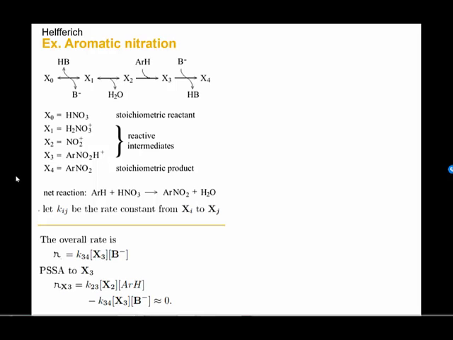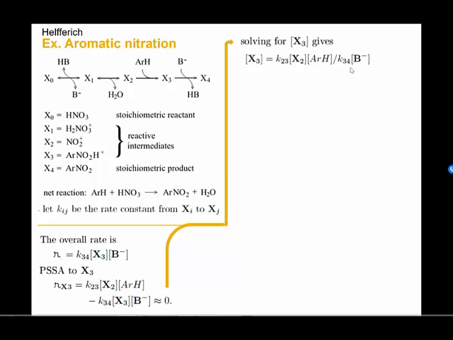So the overall rate, we can come out here to the end. If we're interested in making this aromatic compound, then the overall rate is the rate of this last step. Okay, so doing that gives me this expression, and now I can plug this expression back into my rate law, and we get a new rate law that looks like this.